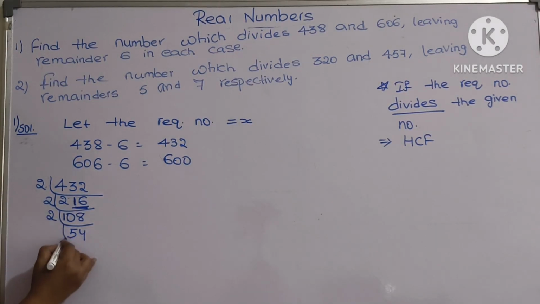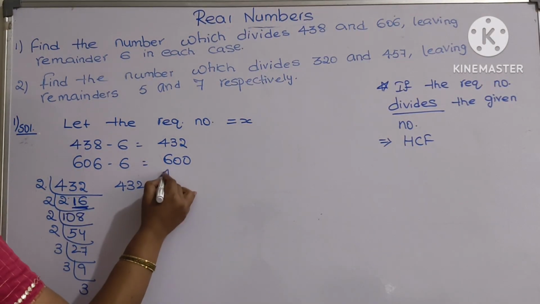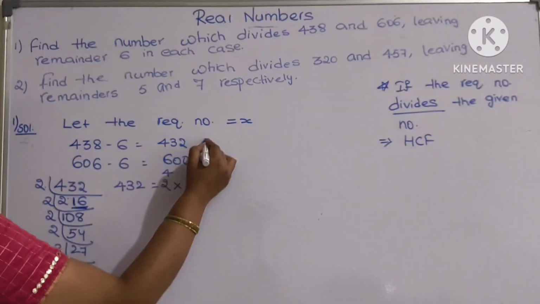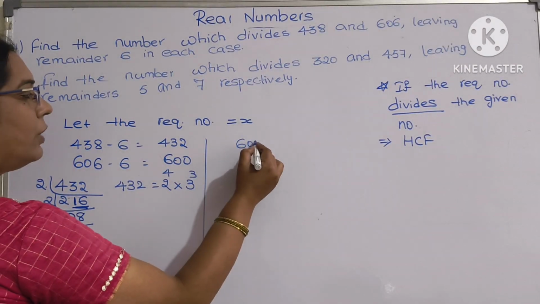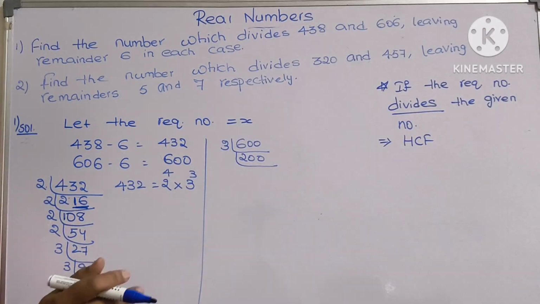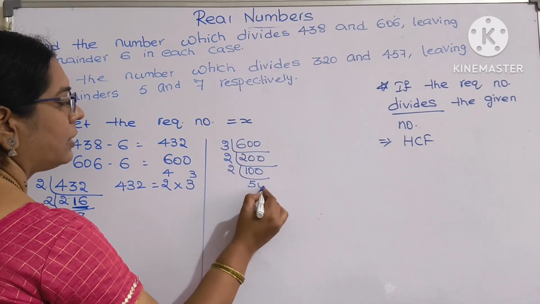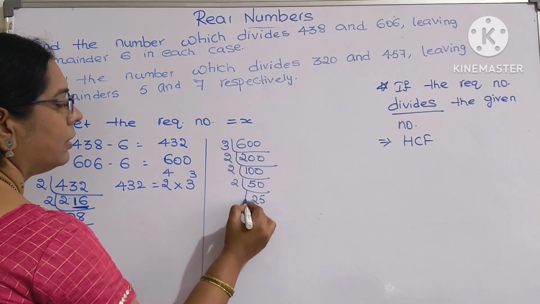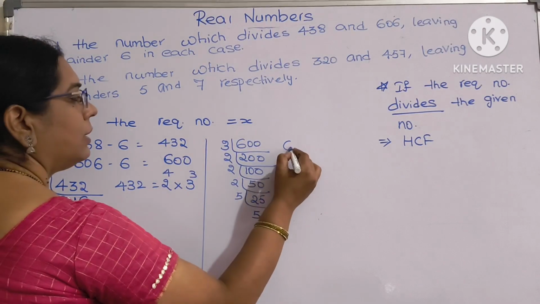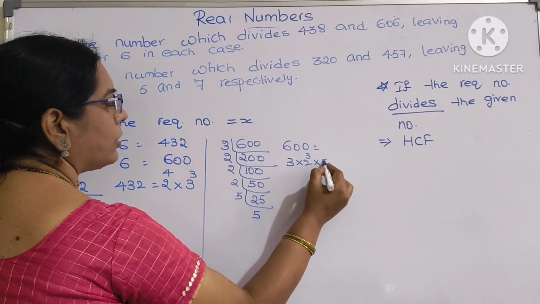2 5s, 2 4s, 2 27s, and then 3 9s, 3 3s. So the factors of 432 are, how many 2s? 1, 2, 3, 4. There are 4 2s. There are 3 3s. Similarly, do it for 600. Find the factors for 600. I will start by dividing 600 by 2. You can divide with any prime number in any order, it doesn't matter. 2 hundreds, 2 50s, 2 25s, 5 5s. So the factors of 600 are 2 cube, 3 and 5 square.